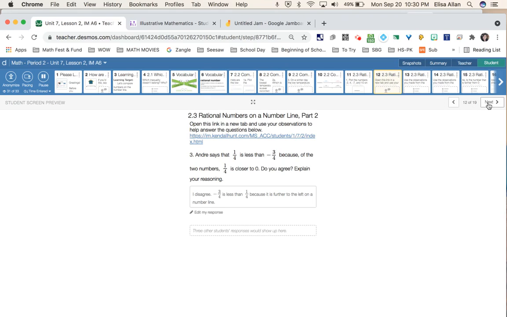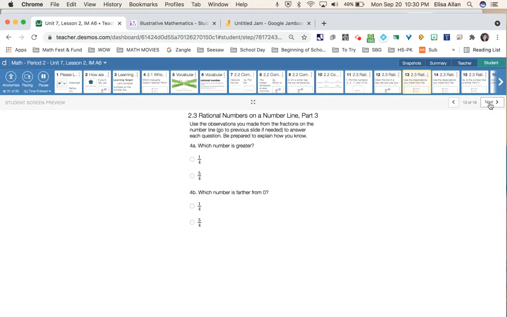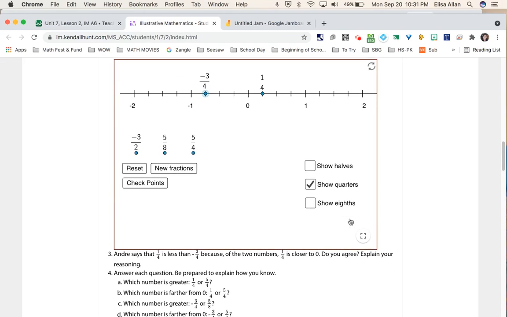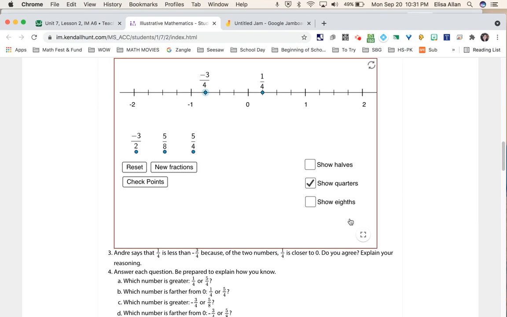We're going to continue to use this same tool on our Illustrative Mathematics website. If I continue to the next slide, on slide 13, we're asked a few other questions. We're looking to see again which is greater, or in this case, which number is greater and then which number is farther from 0. So going back to this tool, we have those same numbers here. I'm going to scroll down just a little bit so we can see each of those also.